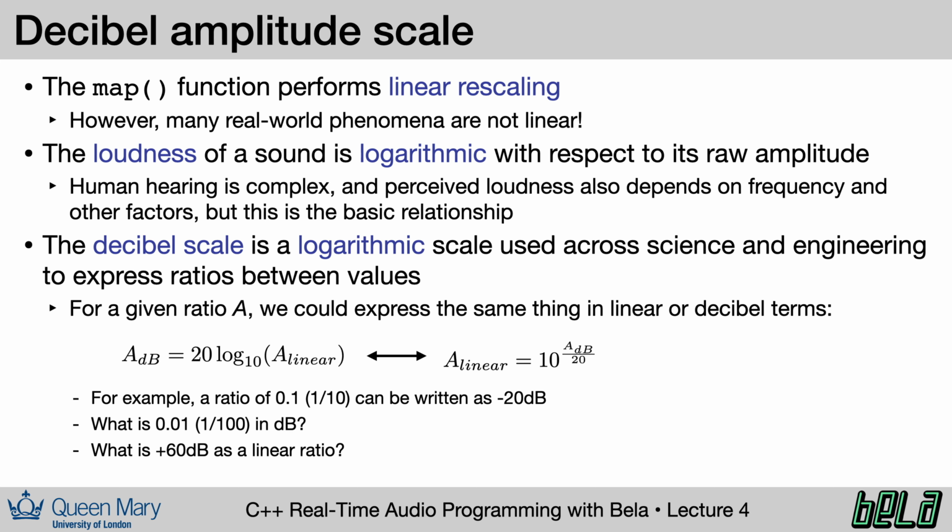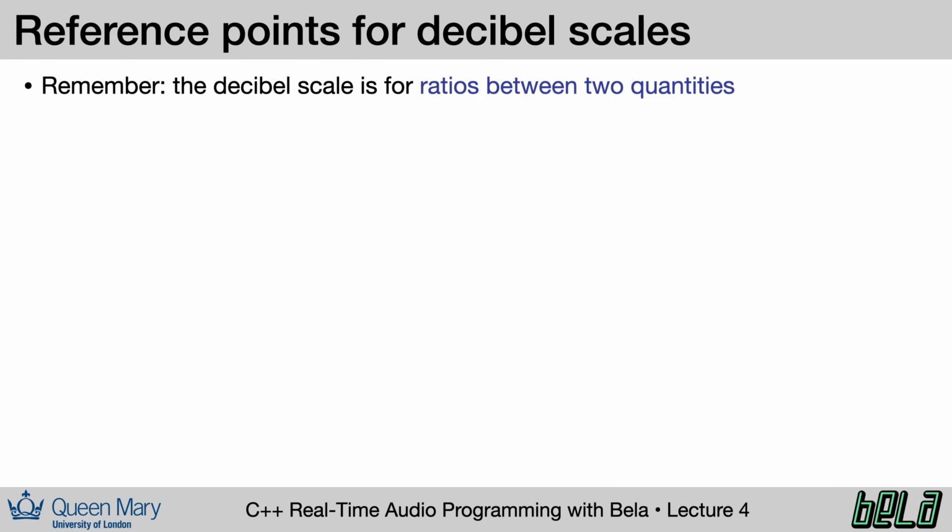What then would be plus 60 dB as a linear ratio? Well, we could take 10 to the power of 60 divided by 20, that's 10 to the power of 3, that's 1,000, and so forth.